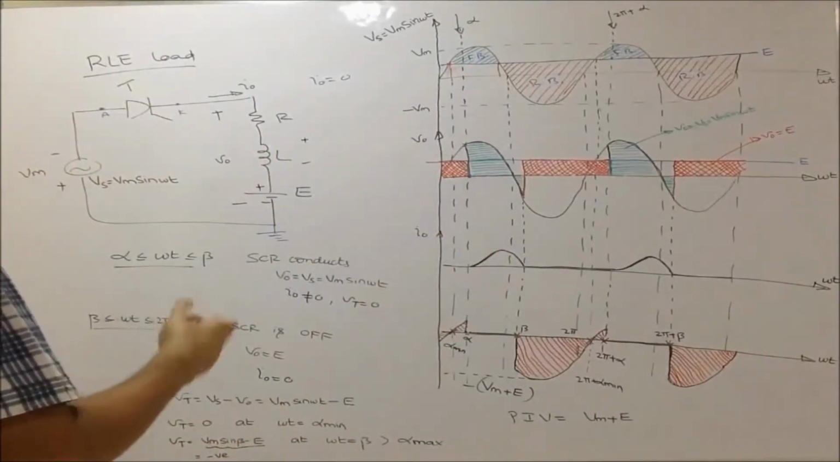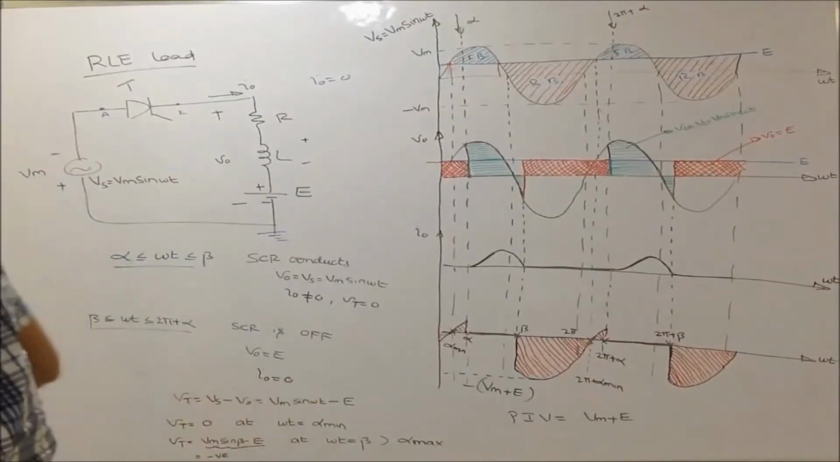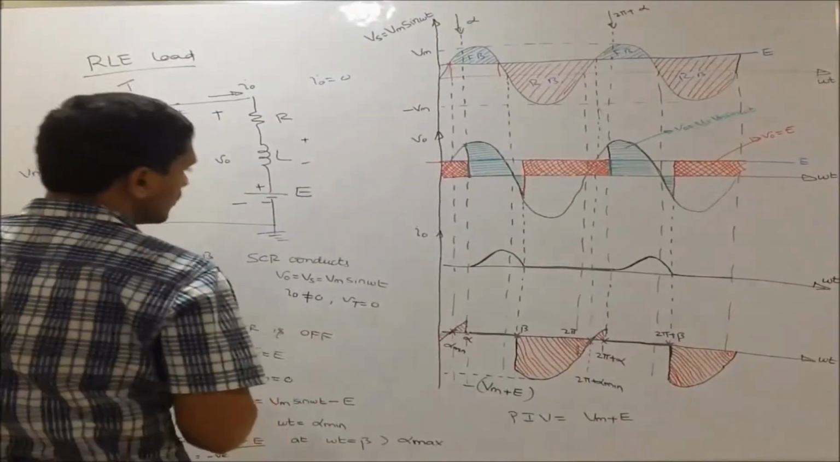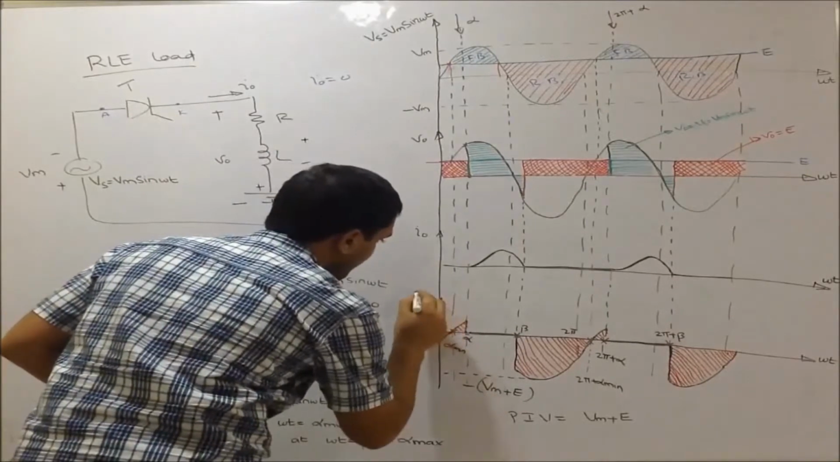Now we have to calculate the commutation time. This is the waveform of Vt.